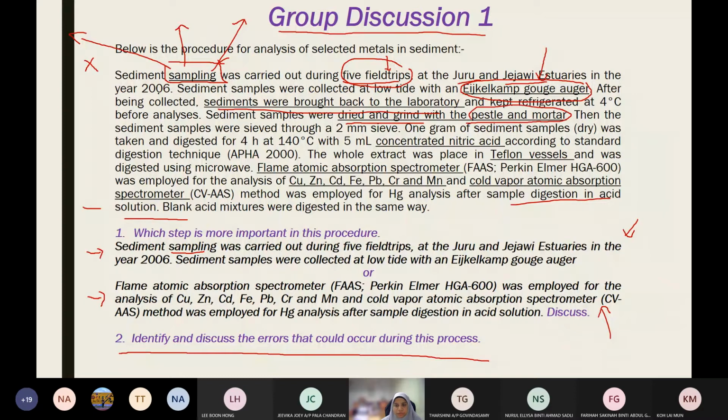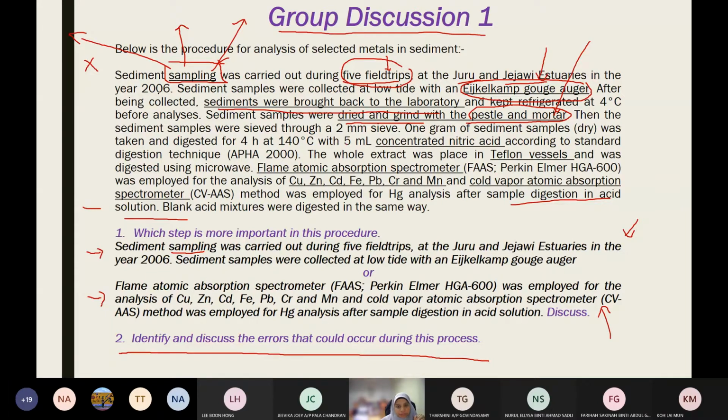from one sample to another sample, if you just use tissue and say, okay, I just clean like this, and then you put the second sediment and grind it, the possible carryover from the first sample can contaminate your second sample. So the contamination might come from your apparatus itself. There are a lot of sources here, but I identify only a few things.